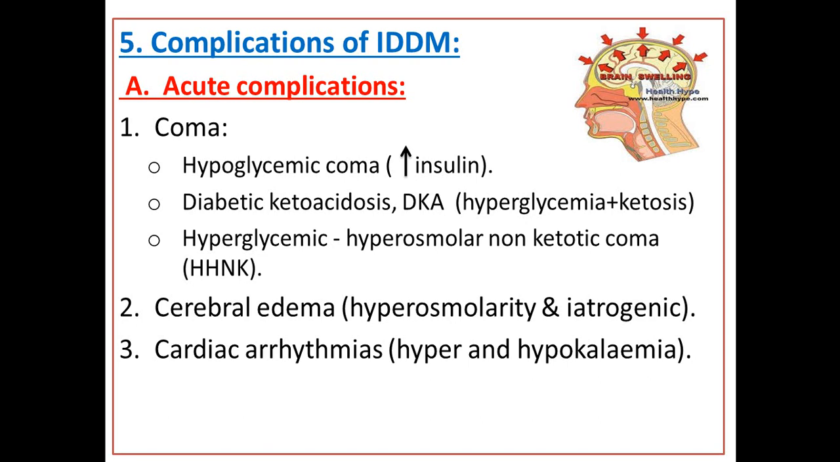And the third is the hyperglycemic hyperosmolar non-ketotic coma, which is commonly seen in older patients, in adults, not in pediatric age. And one of the important complications is cerebral edema. This occurs during treatment because of hyperosmolarity, and maybe it is iatrogenic because of poor management, poor treatment, and poor correction of electrolytes. And the last one is cardiac arrhythmia due to hyperkalemia and hypokalemia.